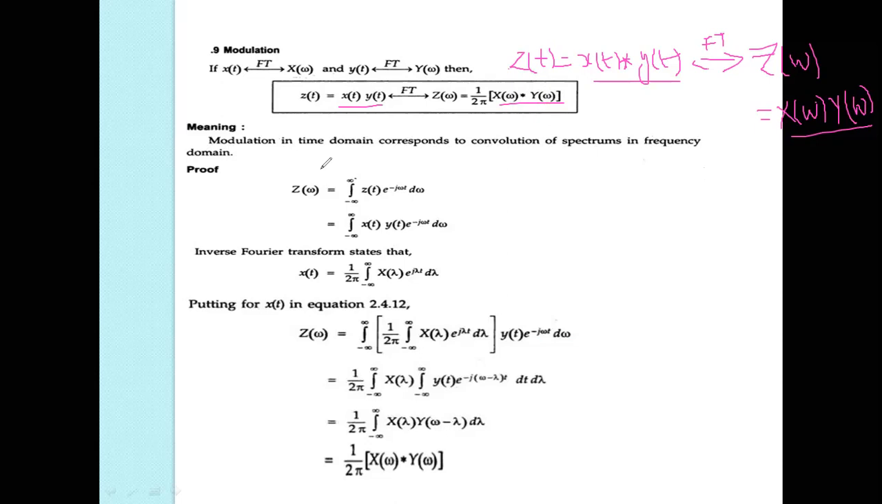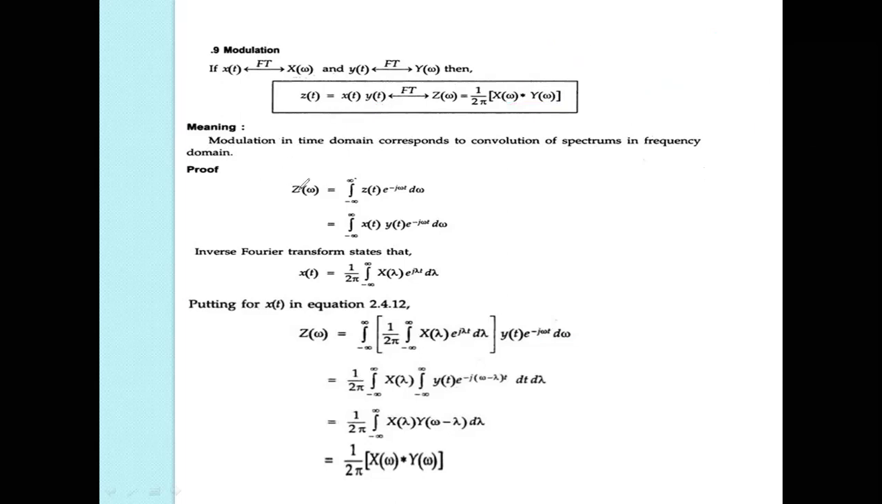Now, to prove this modulation in the time domain, modulation is nothing but the product here. Combining, according to the Fourier transformation equation, z of omega is equal to the integral from minus infinity to infinity of z of t e power minus j omega t dt. Okay, now we'll explain on the whiteboard.